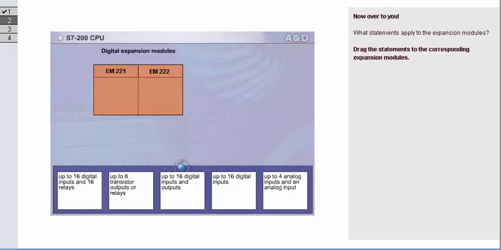What statements apply to the expansion modules? Drag the statements to the corresponding expansion modules.